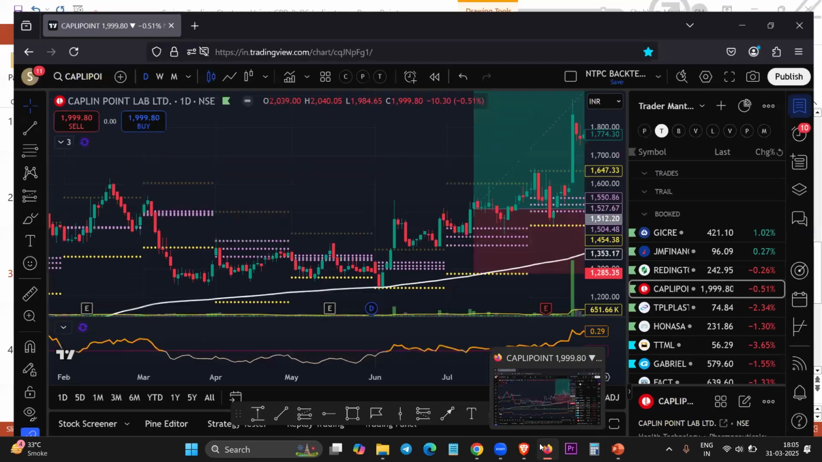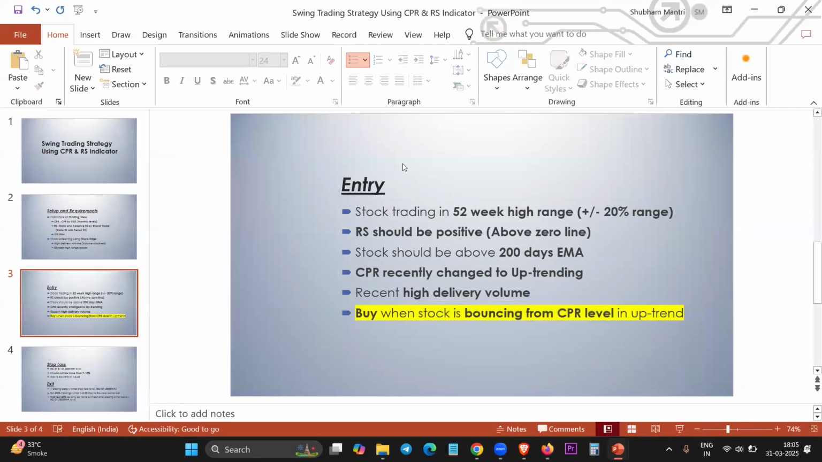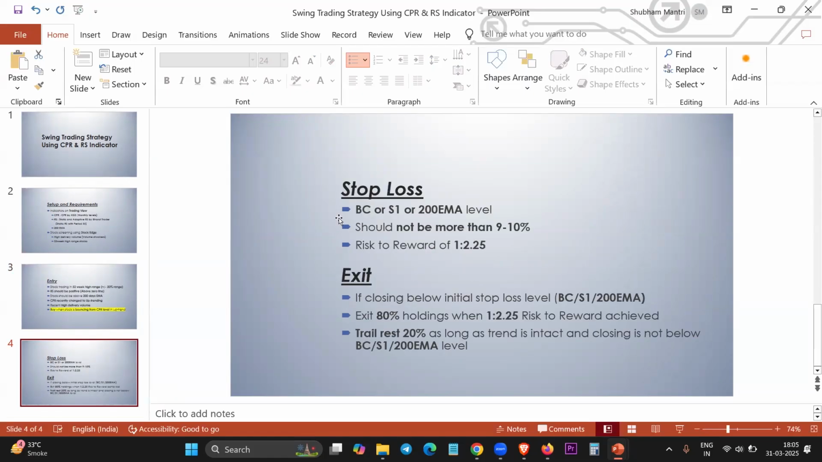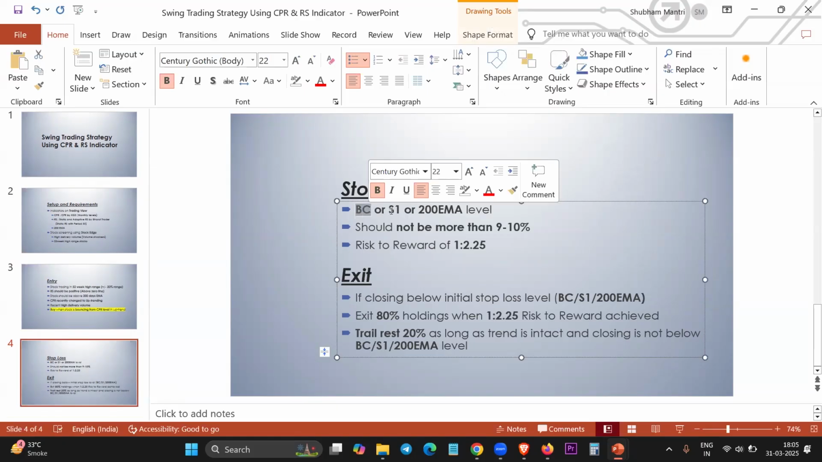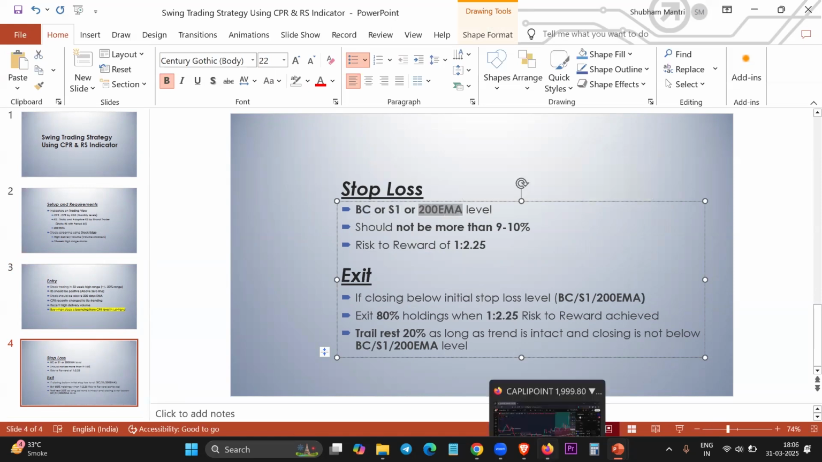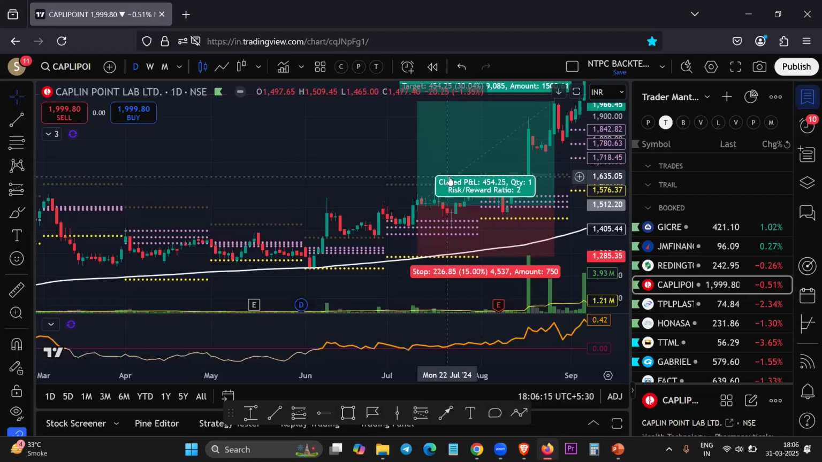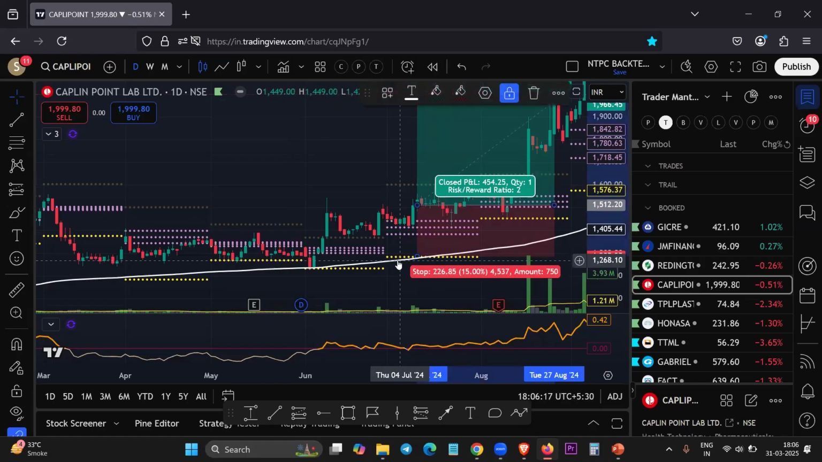So that was about the entry criteria. Then we'll come to the stop loss. We will place our stop loss on the BC, that means bottom CPR, or we can place the stop loss at the S1 level or 200 days EMA, depending on whichever is lower. In this case you can see I had taken the stop loss as the S1 level, which was coming around 15%.